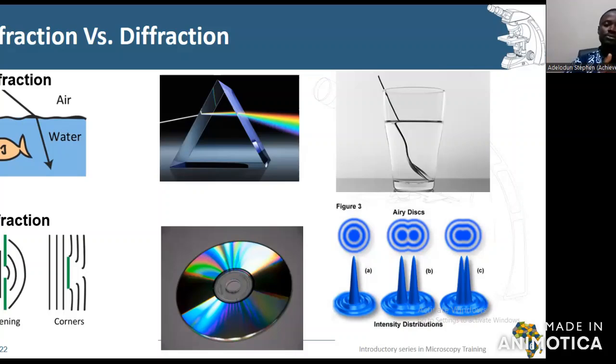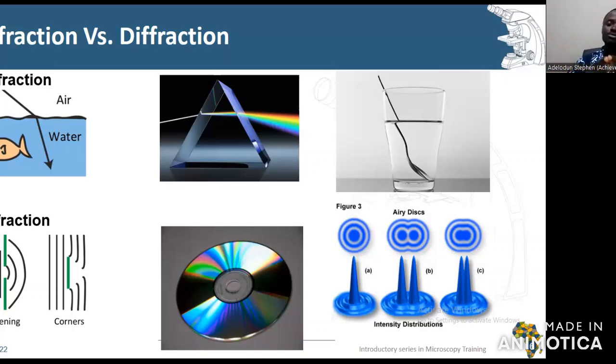For example, in the case of the glass prism that we have, the visible light passes through the prism, and it bends in varying degrees. And it is these varying degrees that split the white light into its 7 components of colors. So we normally talk of red, orange, yellow, green, blue, indigo, and violet. It's as a result of refraction that this happens.